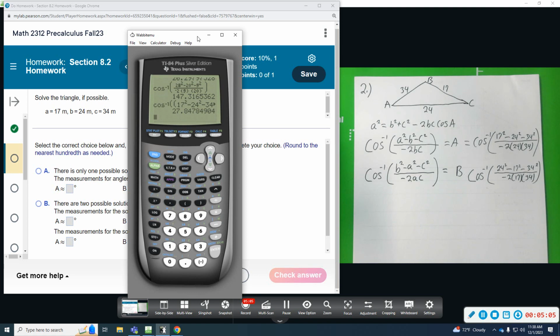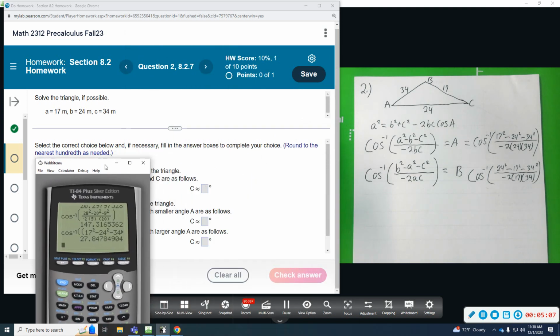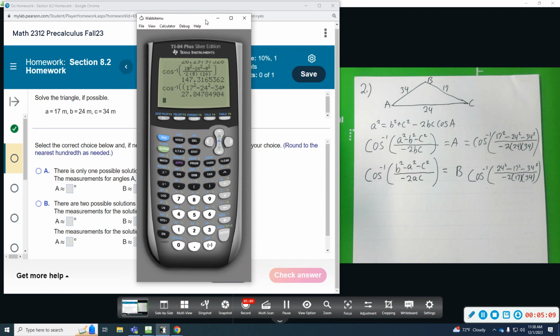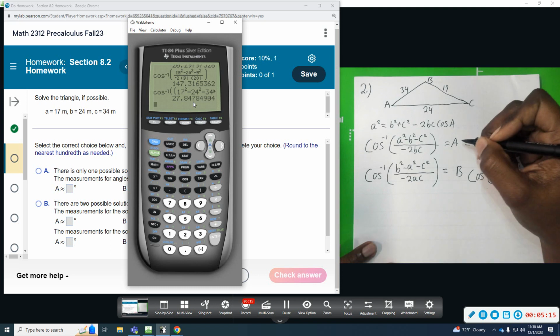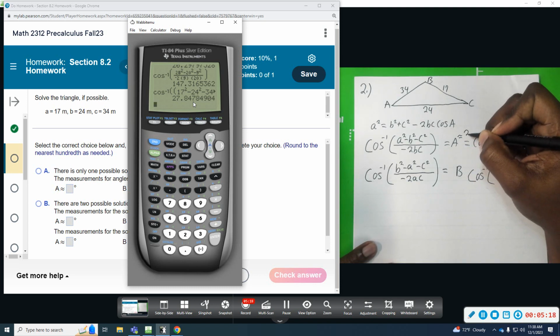So we're going to round to the nearest hundredth this time, so 2 decimal places. So I'm looking at 27.85. So for angle A, 27.85.